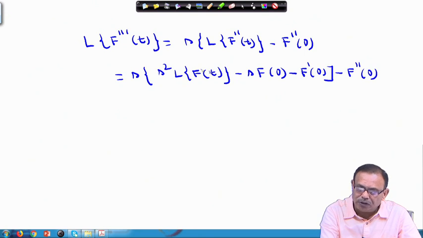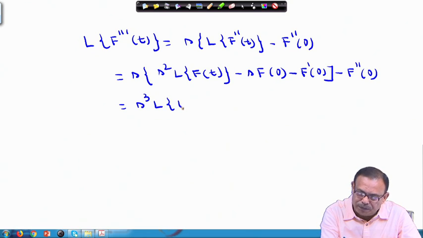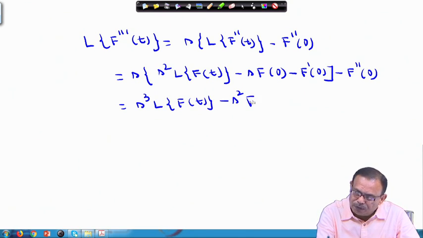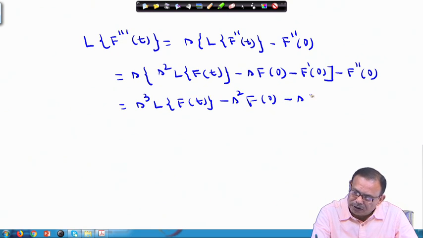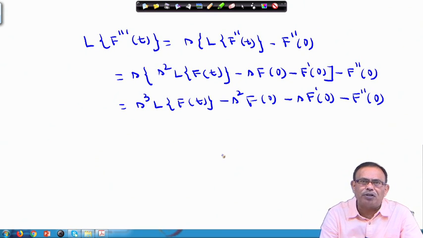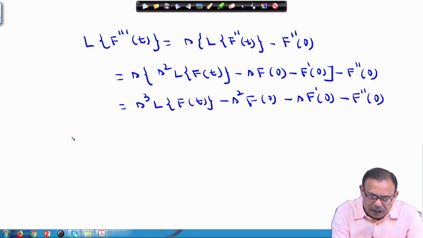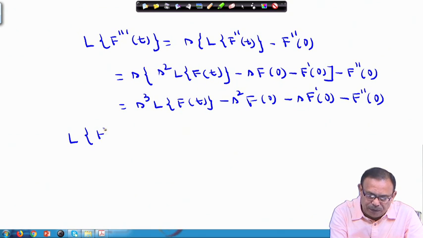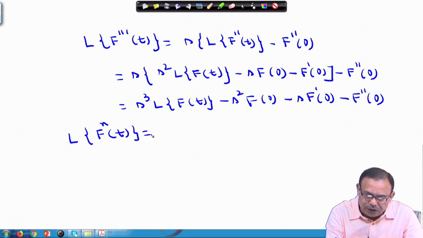Now, everything is known, since Laplace transform of f t is known to us. So, we can write down s cube into Laplace transform of f t minus s square into f 0 from here minus s f dash 0 minus f double dash 0. So, like this way if we proceed, in that case we can tell that Laplace transform of f n t, this will be equals to s to the power, for 3 it was s to the power 3.